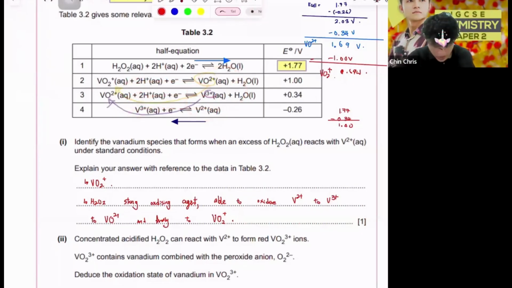So H2O2 is able to oxidize V2+ to V3+ to VO2+ and finally to VO2+. That's it.